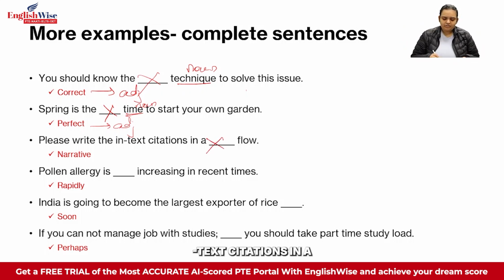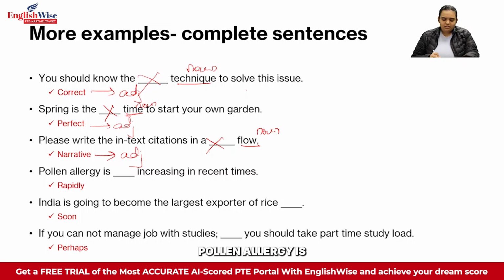Please write the in-text citations in a dash flow. This makes sense by itself. Again, if you have a blank, that means it's either going to be an adjective or an adverb, but this here is a noun, the blank is before a noun, so we will go with an adjective. So please write the in-text citations in a narrative flow. Okay, this completes the sentence over there.